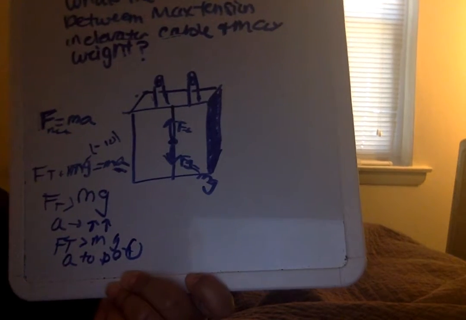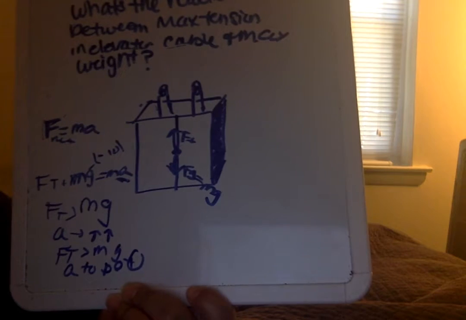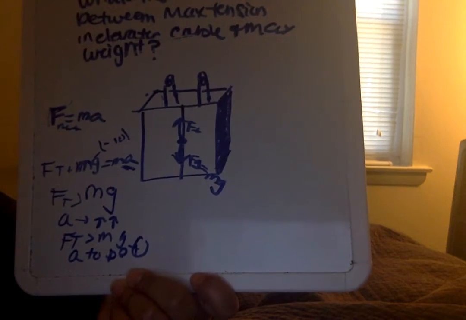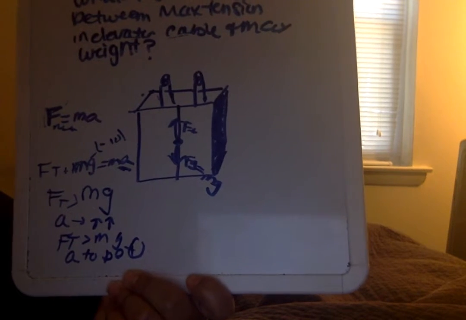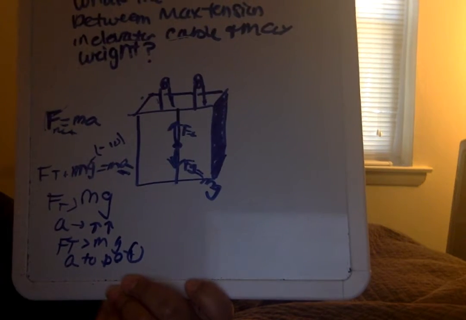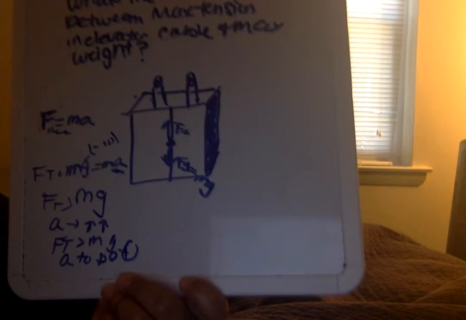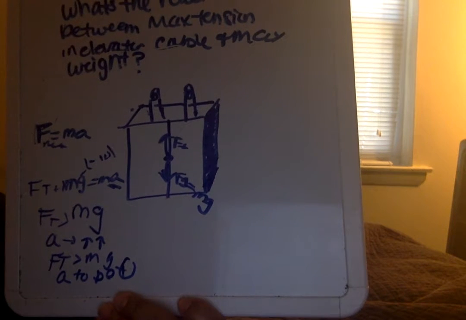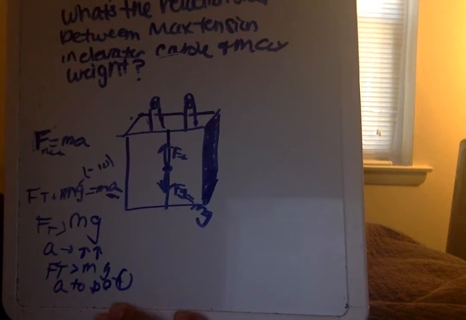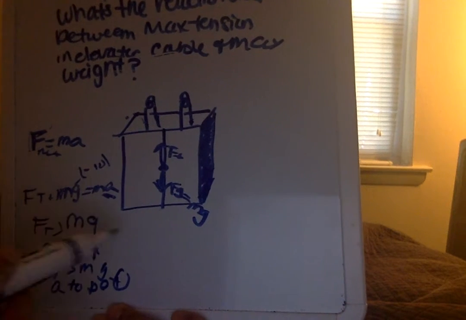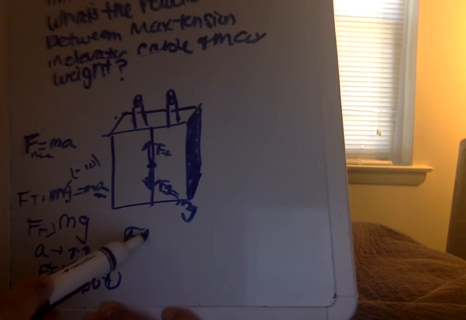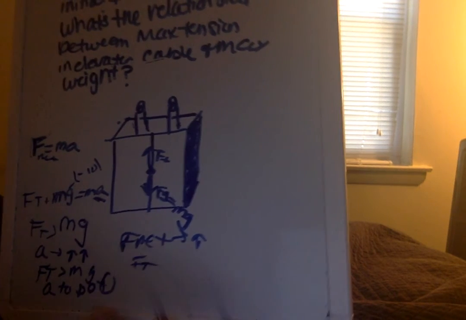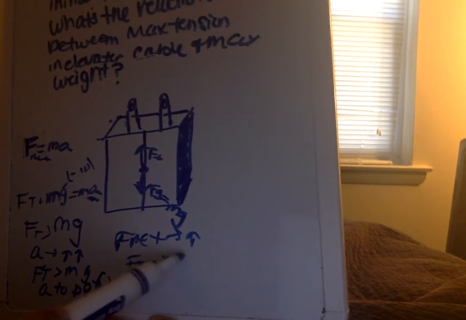So basically, for the elevator to accelerate upward, the tension would have to be greater than the maximum weight, which is 9,800 newtons. Does that make sense? I hope so. And this is so that the net force will be upward and not downward. So in order for the F net to be up, FT, the force of tension on the wire cable, has to be greater than mg.